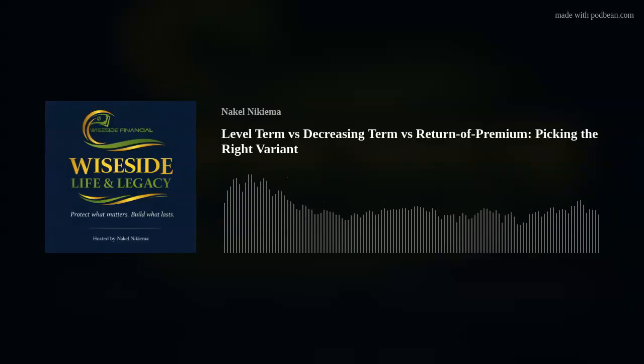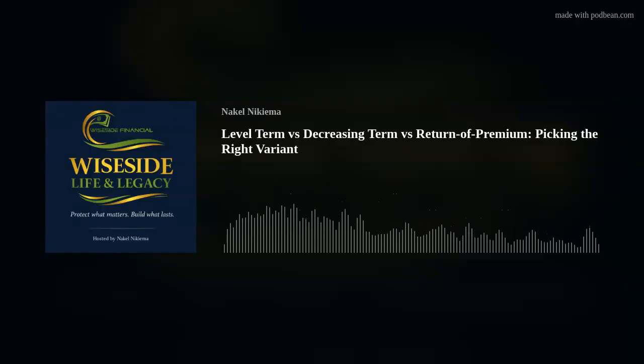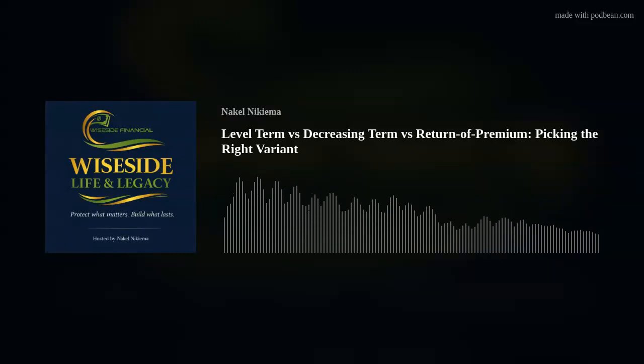Decreasing term is the debt-aligned option. If your need really is shrinking year after year, like a mortgage you're steadily paying down, it can be a cost-saving fit. But it's not forgiving. If your life changes and you need more coverage later, you might discover that your benefit has already dropped right when you want it most.